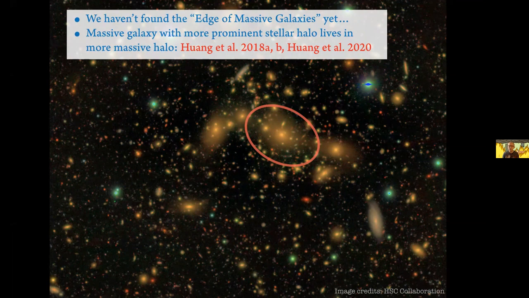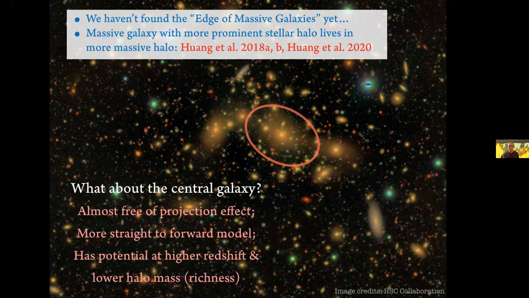For example, we know that at basically the same stellar mass, galaxies with a more prominent stellar halo tend to live in more massive dark matter halos, and we can build a model that can actually help you use the central galaxy alone to predict halo mass and even halo properties. So there are multiple advantages to that.